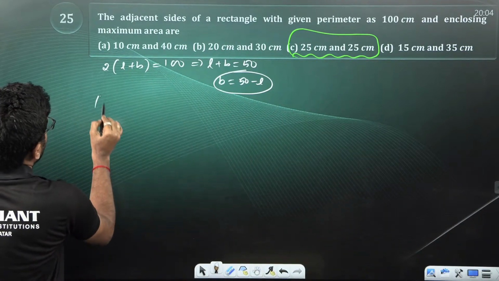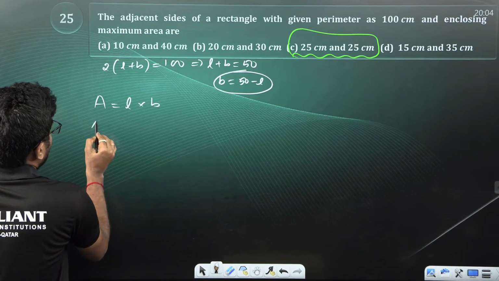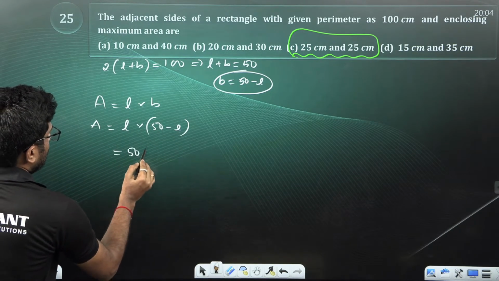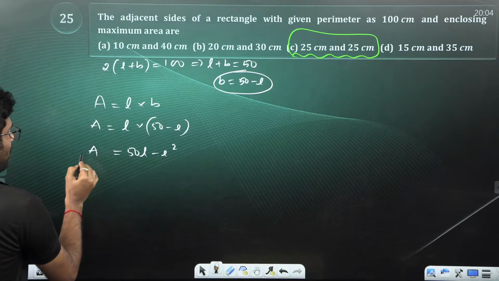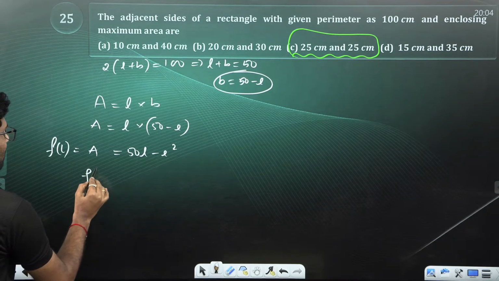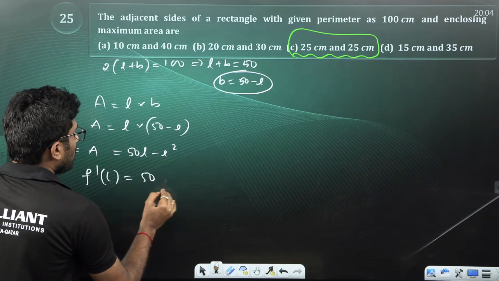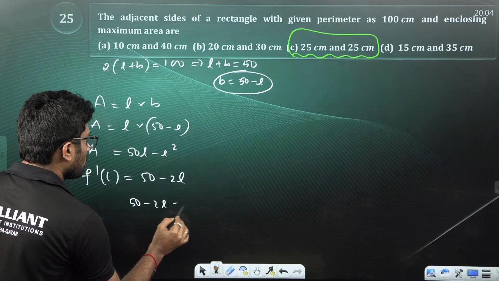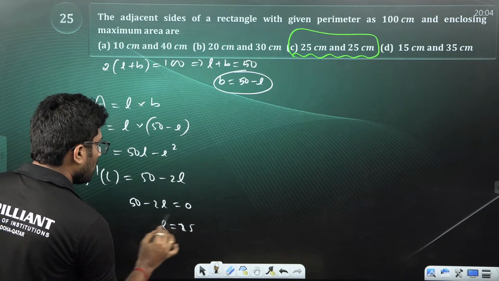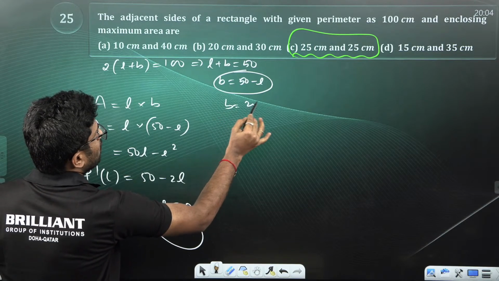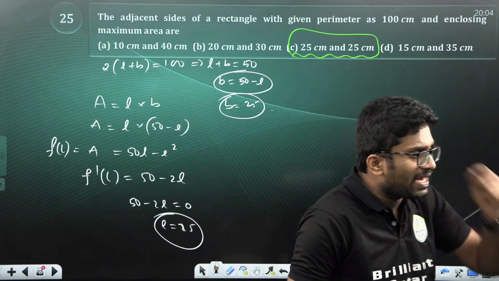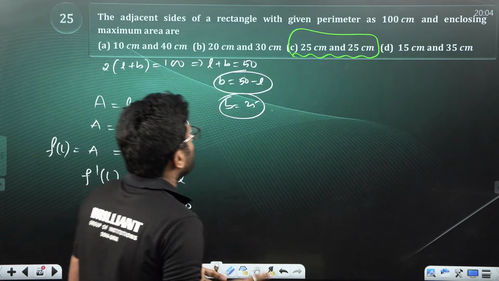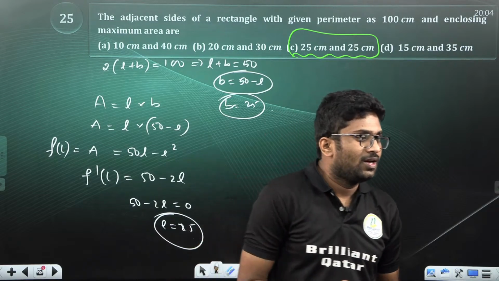Area is equal to length into breadth. Length into what is breadth? 50 minus L. So 50L minus L square. This is a function in L. Now find f dash L. What will be f dash L? 50 minus 2L. Get the critical point. So 50 minus 2L is equal to 0, which implies L is equal to 25. If L is 25, B will also be 25. So friends, the area of a rectangle is going to be maximum if the rectangle is a square.